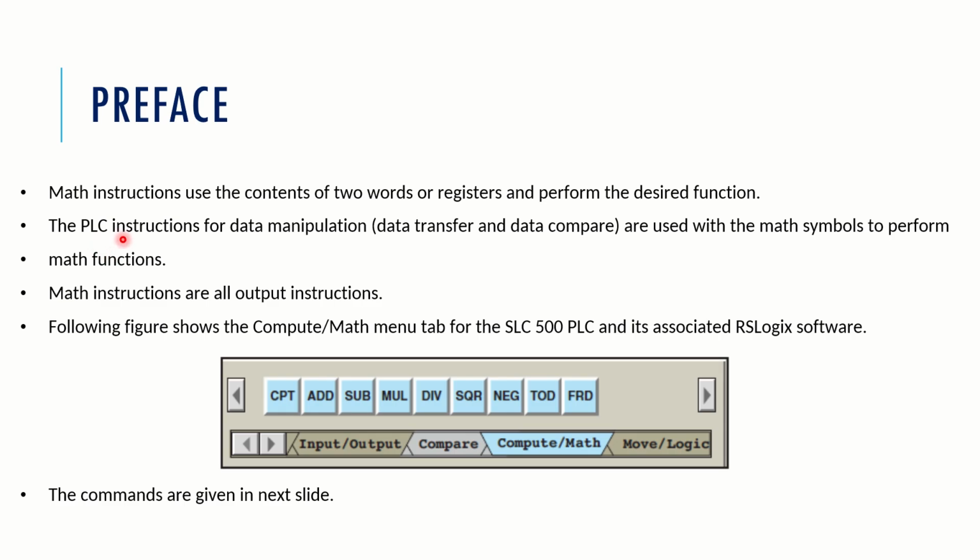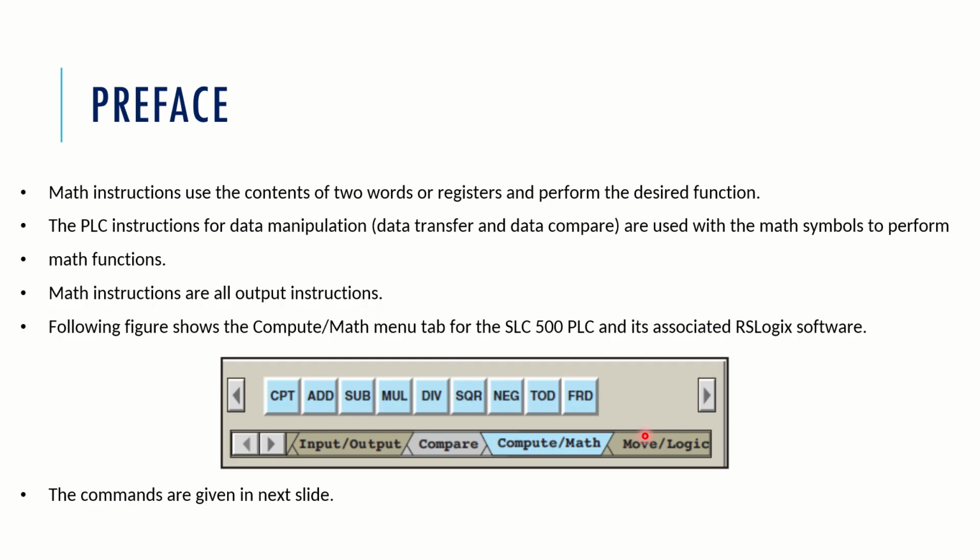Now you can see the PLC instructions for data manipulation, that is data transfer and data compare. They are used with math symbols to perform math functions many times because it is required. Data transfer or data compare operations many times should be coupled with mathematical symbols in order to perform complex operations. That is also possible. An important aspect that you should remember is that whatever math instructions are there, they are all output instructions.